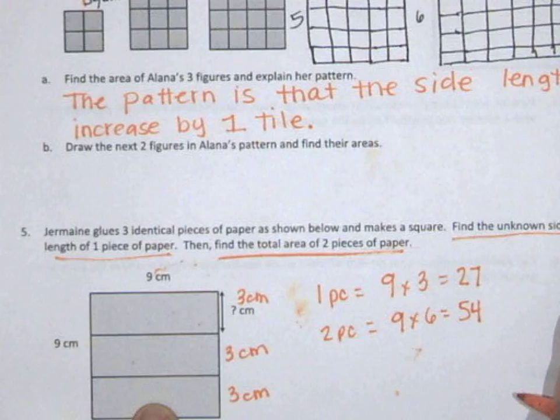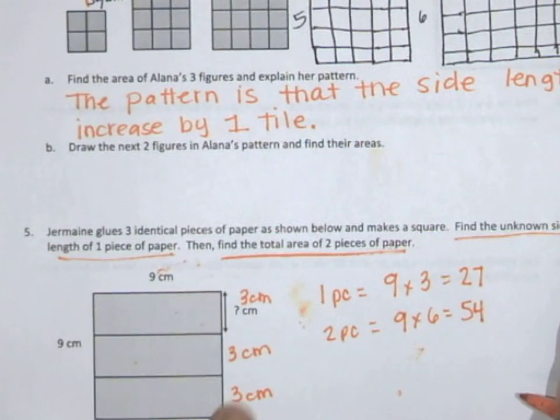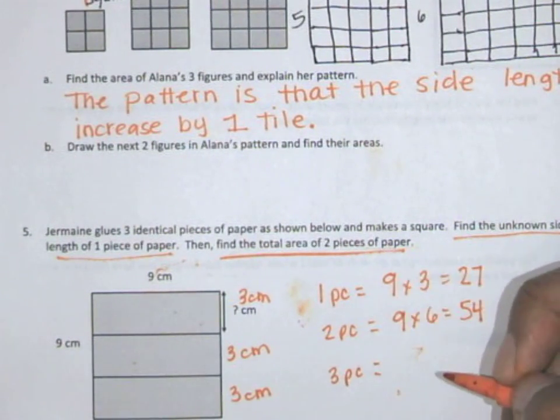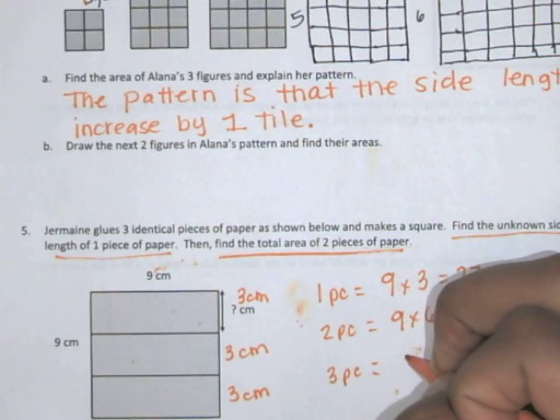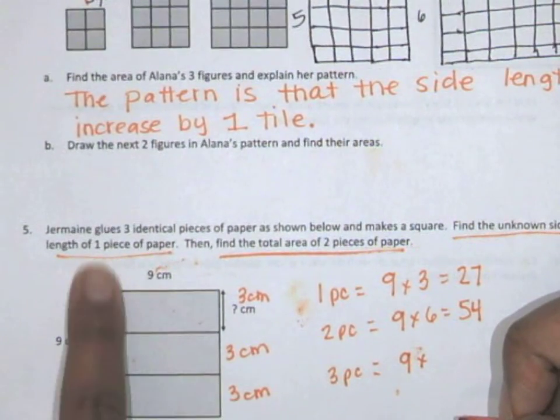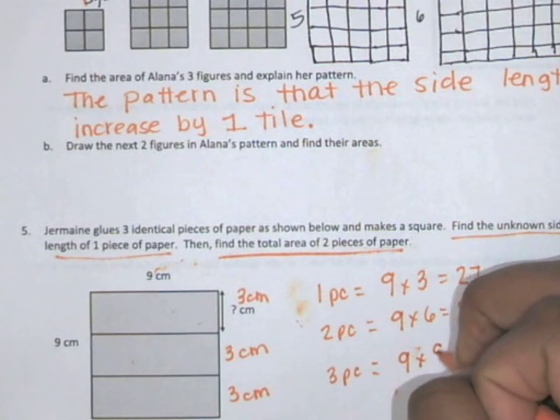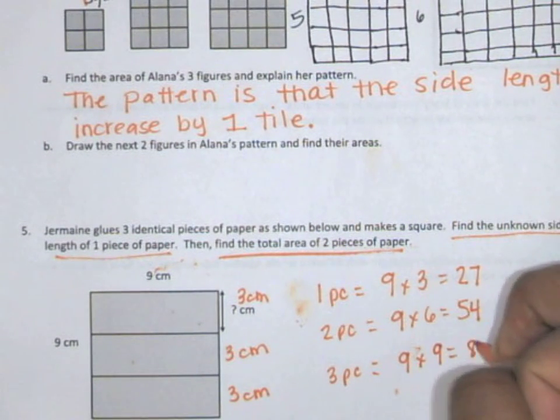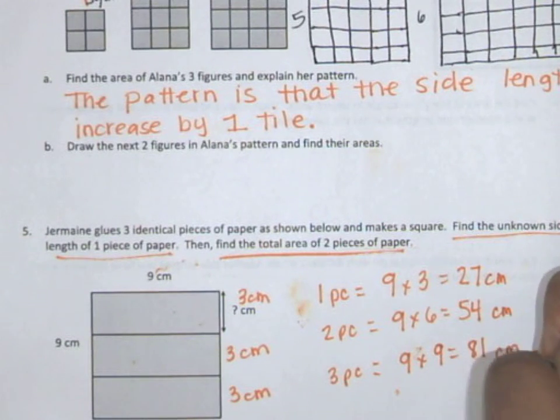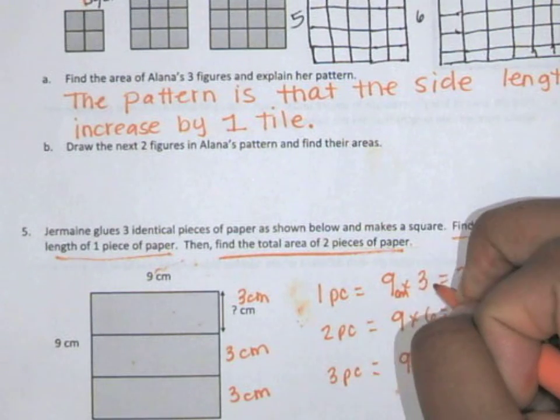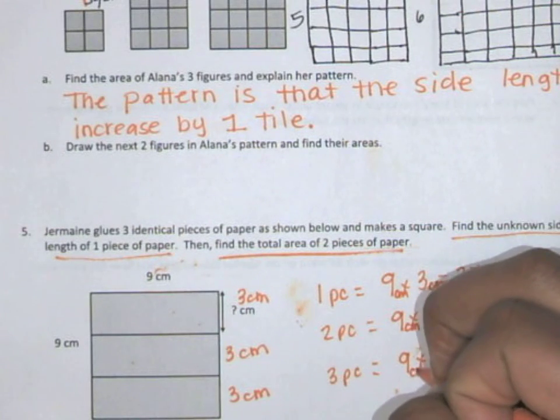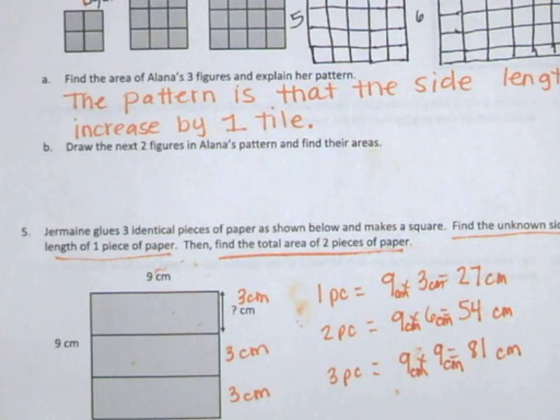And then the total area, let's do all 3 pieces. I know this is doing a little bit extra, but why not challenge ourselves? It'll be 9 times what? 9, because we already know all 3 pieces of paper are 9 centimeters. 9 times 9 equals 81. All of these units should be centimeters. 9 centimeters, 3 centimeters. Cannot forget our units.